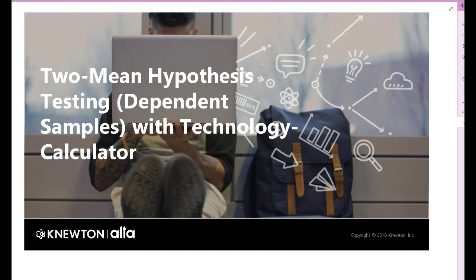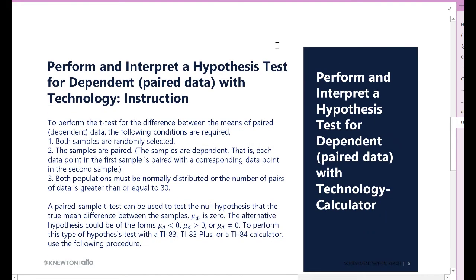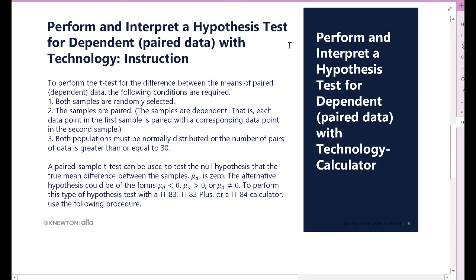This video is dedicated to learning how to calculate a two-mean hypothesis test, but the samples are dependent. In a previous video, we discussed how to handle the situation if you have independent samples. Now we're going to discuss what happens if the samples are dependent. Okay, so how do we perform a hypothesis test for dependent, or sometimes it's referred to as paired data?